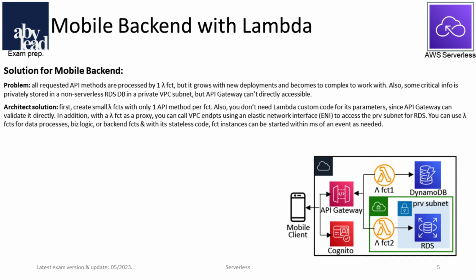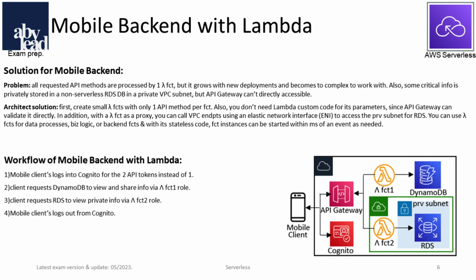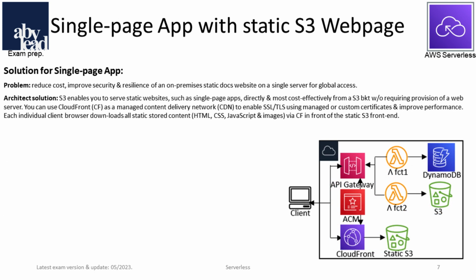code for its parameters. Also, you can use the integrated Lambda functions as a proxy for API gateway to call VPC endpoints and an elastic network interface to access the private subnet for RDS. The accordingly solution workflow for the mobile backend Lambda often includes AWS Cognito for access to the API tokens. Your clients can then request to view and share public information from DynamoDB, or they request private information from the RDS database.